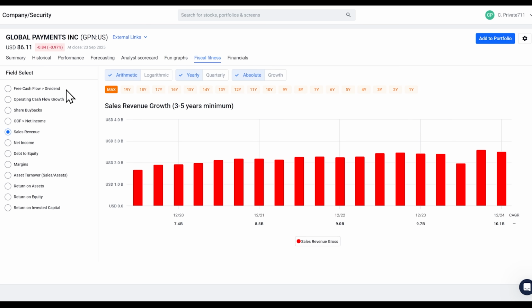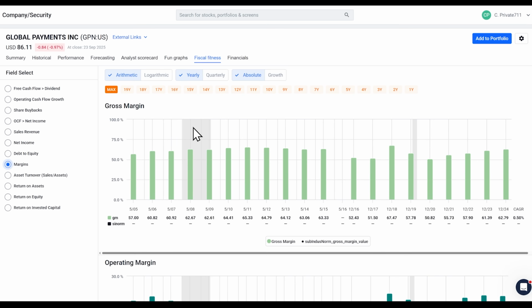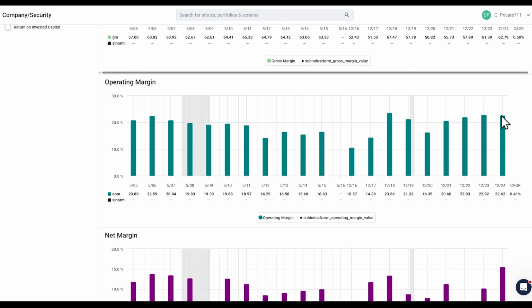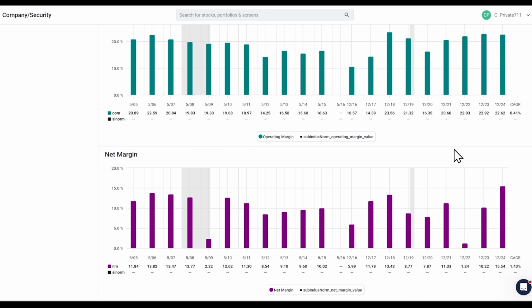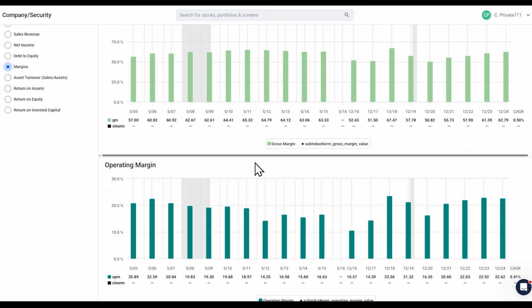Okay, and again, I'm going to use my fiscal fitness here and click on margins, and I'm going to look at gross margin. Their gross margins yearly have been very good at over 60%, and that's a very high margin. When I go down to their operating margin, it's sitting around 22%, and their net margin in 2024 actually improved to over 15% from 10% in 2023. So the company's got good margins and good growth.